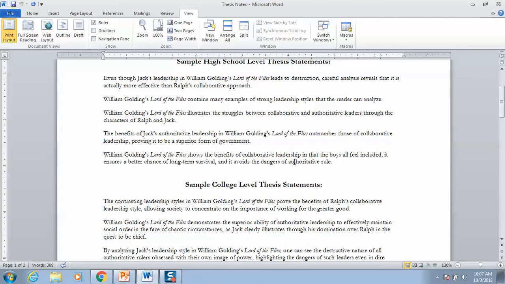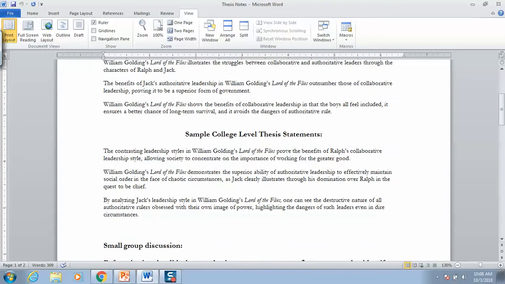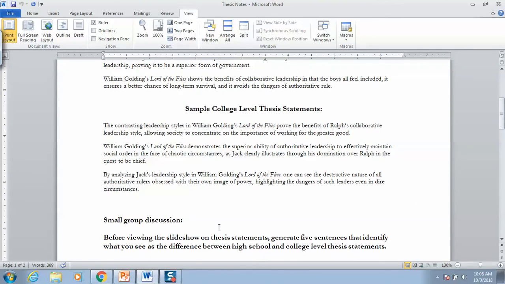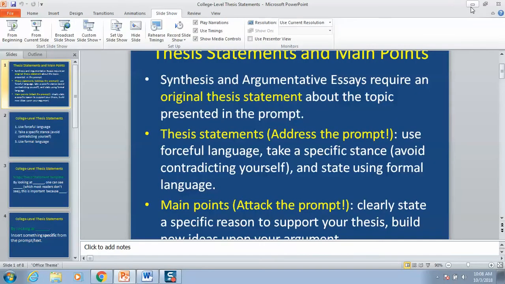But now that you're in AP level classes and you want to try to get into that college level, it's a good idea to rise above the 3-prong approach and just save these 3 ideas for the topic sentences. So your sample college level thesis statements, again, are identified here. So now we're going to get into the notes that we took today.